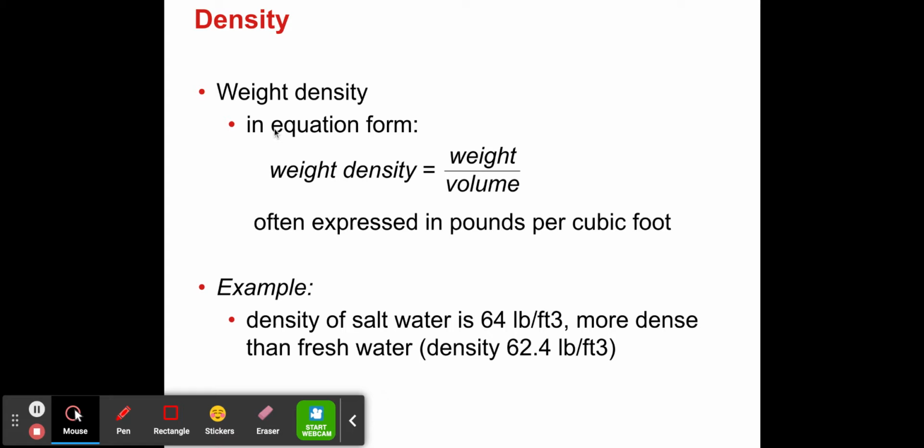There's another terminology that we call weight density. And in this case, instead of using the mass, we'll use the weight. So the weight density is the weight divided by the volume. And we often express that in pounds per cubic foot. So the density of salt water is 64 pounds per cubic foot, more dense than fresh water. If you look at fresh water, the density is 62.4 pounds per cubic foot.